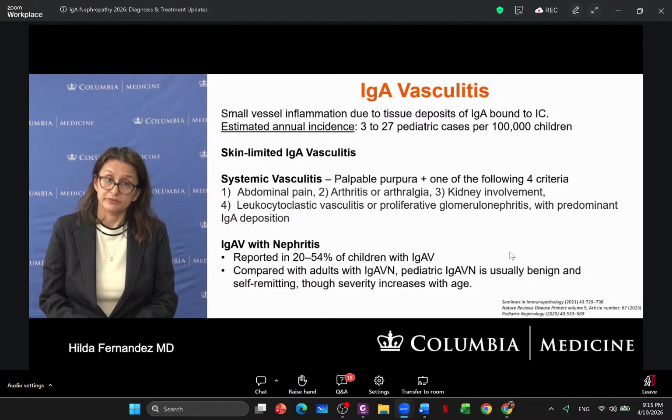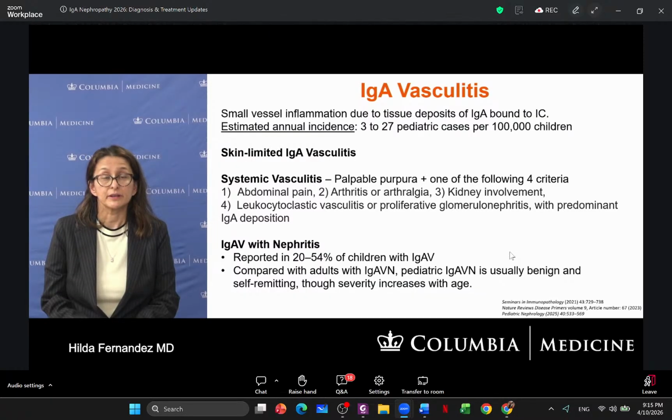So we're going to switch gears now. We're going to talk about IgA vasculitis. And this is something that we see quite commonly in pediatric populations. It's a small vessel inflammation due to tissue deposits of IgA bound to immunocomplex, and its estimated annual incidence is 3 to 27 pediatric cases per 100,000 children.